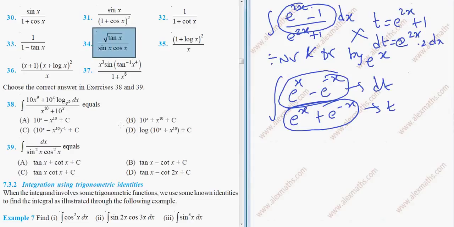Now coming to this question number 34. Here if you do any method, it won't come. So there is only one particular way of doing it. So please remember, otherwise you will waste time in the exam.